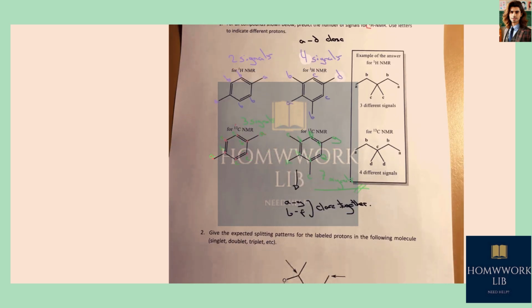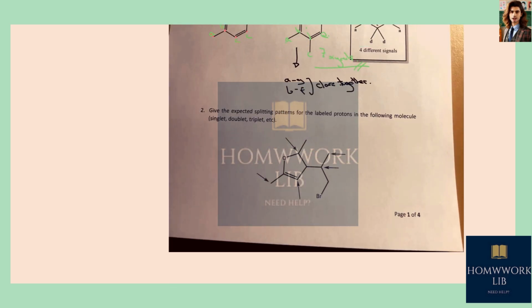Now we're going to give the expected splitting patterns for the labeled protons in the following molecule, and over here remember that we're going to follow the n+1 rule, where n is the number of neighboring protons that we're going to have. So in this case, for the first compound, we're going to have 0 neighbors, so this is going to be a singlet. Next up, on this position, we're going to have 3 neighbors and 1 neighbor. So for that reason, we're going to get a quintet.